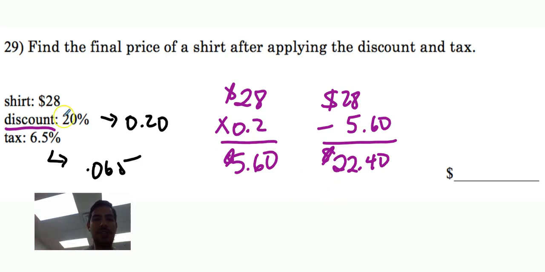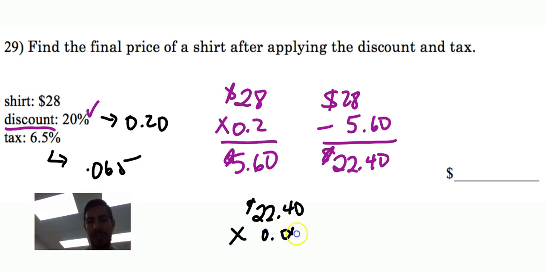Next, I took care of the discount of 20%. I got to add tax onto that though. So I'm going to do $22.40 times 0.065. I have no idea what that is, so I got to calculate that. That looks like it's going to be $1.46, but let me double check. Times 0.065. Yep, $1.46.